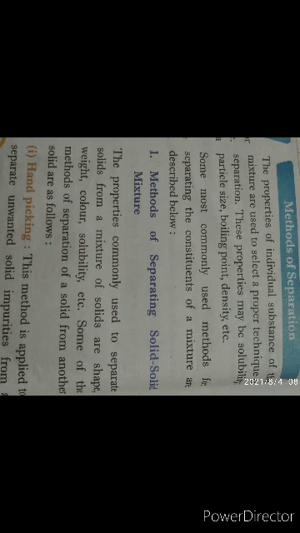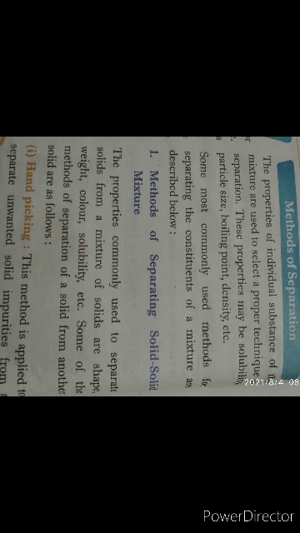Okay, mainly three points are given there. First one is to remove the harmful things. Second one, to separate things means to get two things. And third one is to get pure material, we are doing purification.